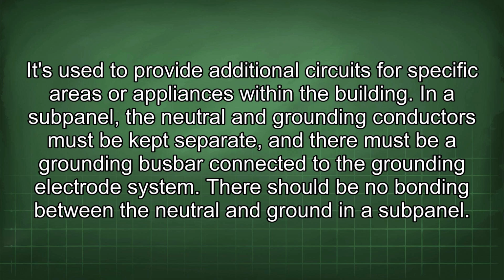In a subpanel, the neutral and grounding conductors must be kept separate, and there must be a grounding busbar connected to the grounding electrode system. There should be no bonding between the neutral and ground in a subpanel.